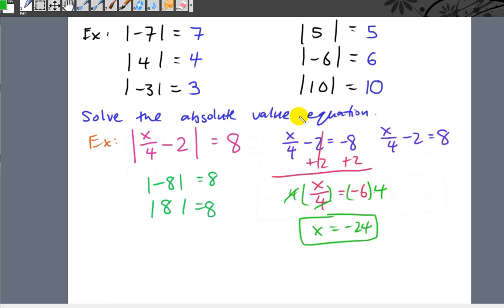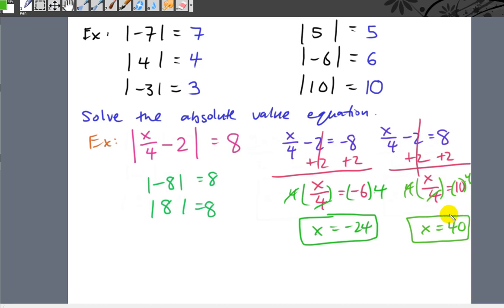Okay? Now what we want to do is manipulate the other equation. So we can add 2 to both sides. We get x over 4 equals 8 plus 2, which is 10. Okay, same idea. Oops, ran out of room here. We need to manipulate that 4, so multiply both sides by 4 here. That cancels, and we get x equals 10 times 4, and that's 40. And that's it. So that's basically how you would do something like that.